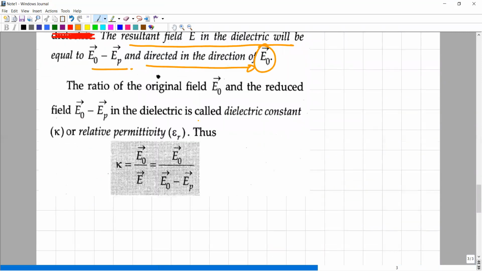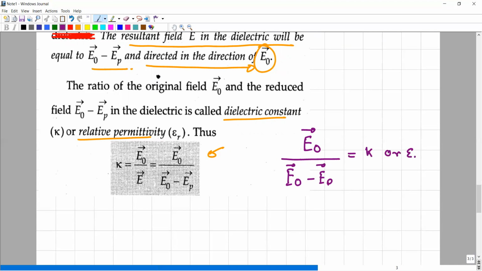Now, the dielectric constant or relative permittivity is this value. What is this? This is the electric field E naught divided by the electric field that exists inside the dielectric, E naught minus EP. And this is the value which is small k or epsilon r. So this is what your dielectric constant or relative permittivity is.